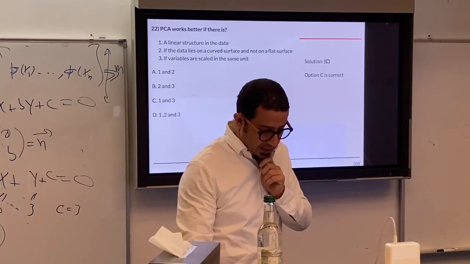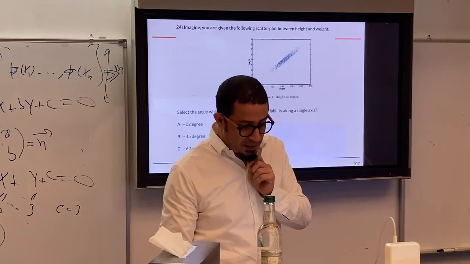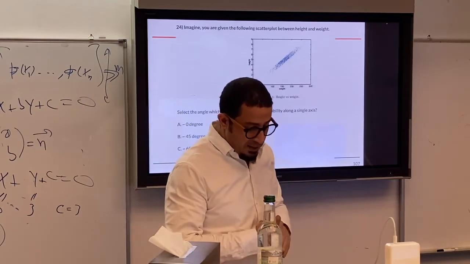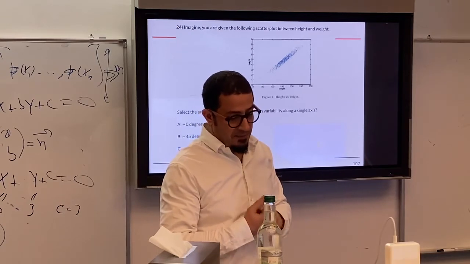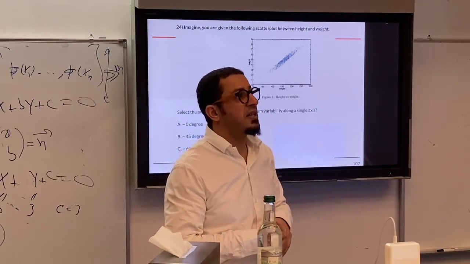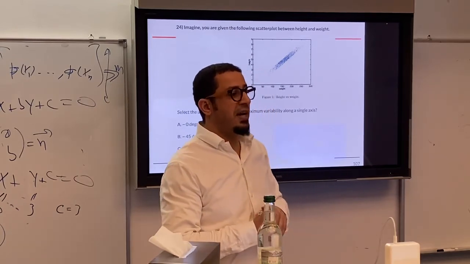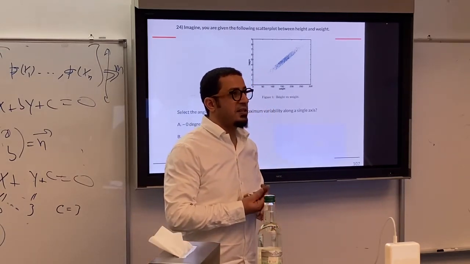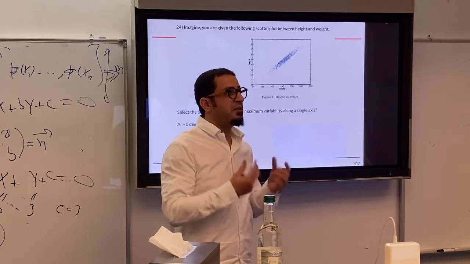1 and 3. Here, please. Imagine you are given the following scatter plot between height and weight. Select the angle that will capture maximum variance along a single axis. Is it 0 degrees, 45, 60, or 90? B, 45. Maximum. I think it's B, 45, almost.